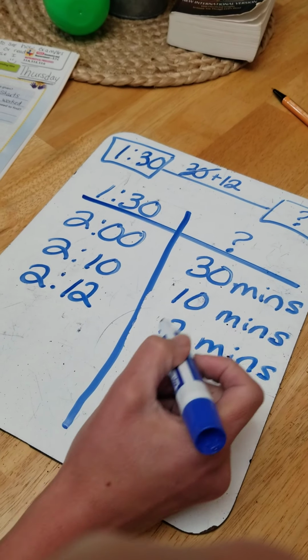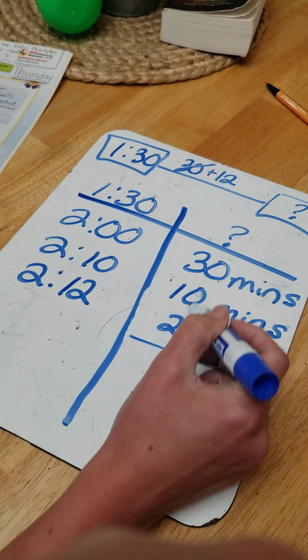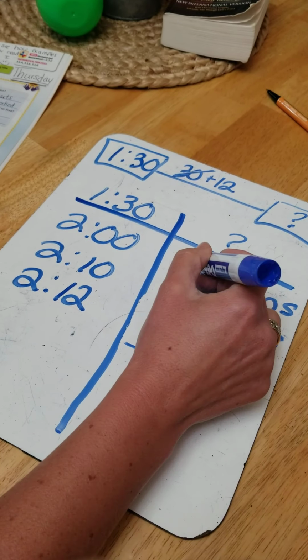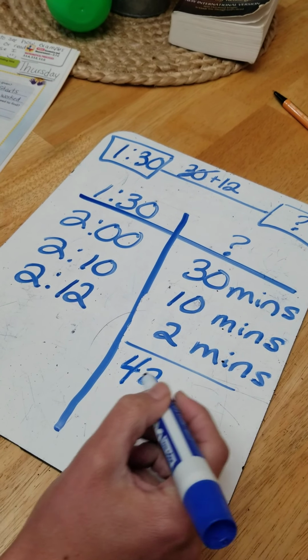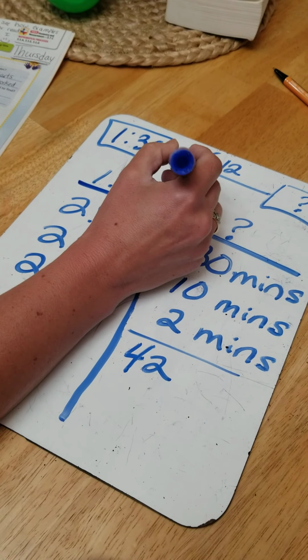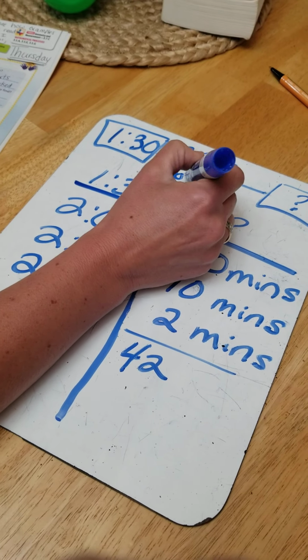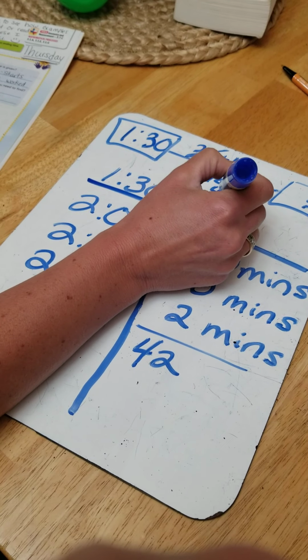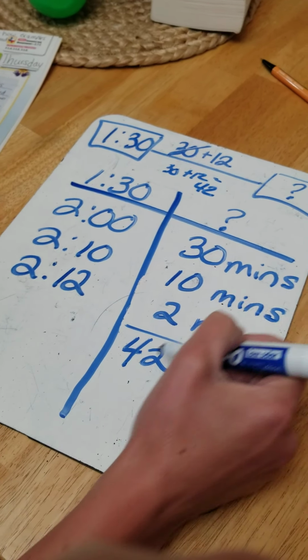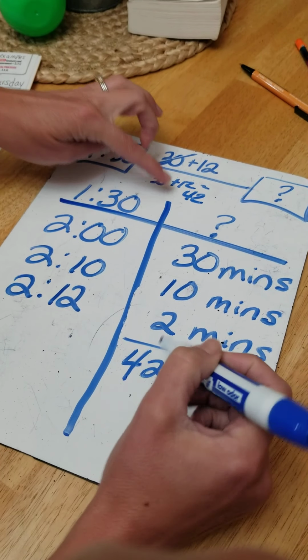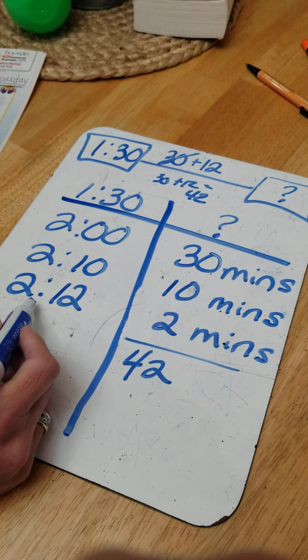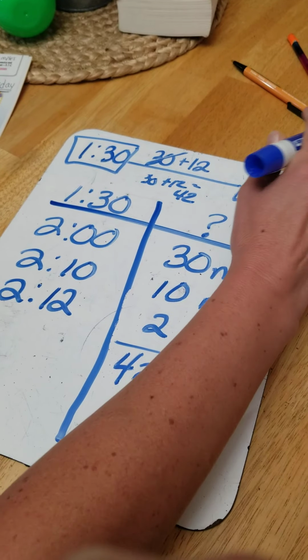So let's double check this. 0 plus 2 in our ones place is 2. 3 plus 1 is 4. So it was 42 minutes. And is 30 plus 12 42? It sure is. So we worked for 42 minutes. Check. So what was our end time? We ended at 2:12. Okay.